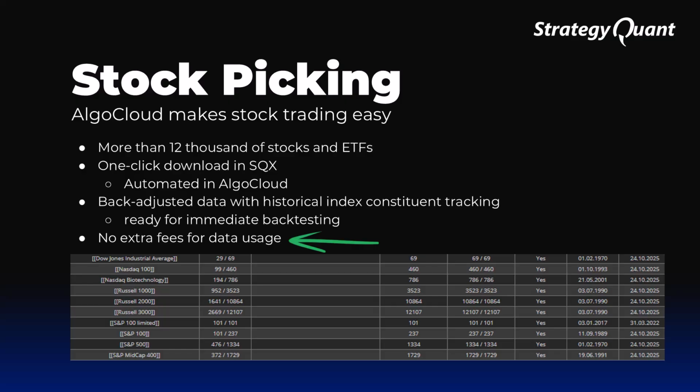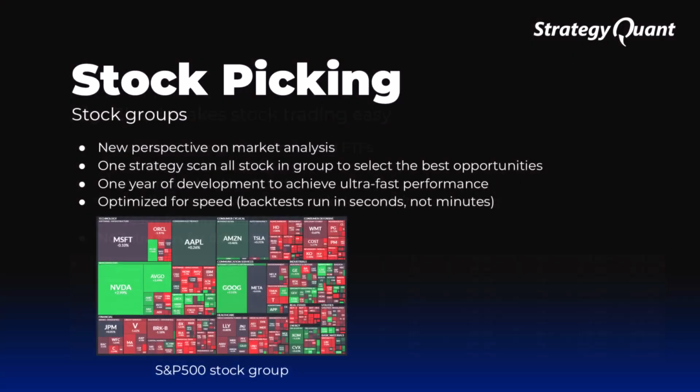Now let's talk a little more about stock groups. Stock groups bring a new perspective to market analysis. Instead of testing one stock at a time, a single strategy can track the entire market at once and automatically select the best opportunities. We have been developing this approach for over a year to achieve extreme calculation speed. So today, backtests that used to take tens of minutes take a few seconds now. The entire system is optimized for speed and efficiency, so you can instantly test hundreds of combinations and parameters.